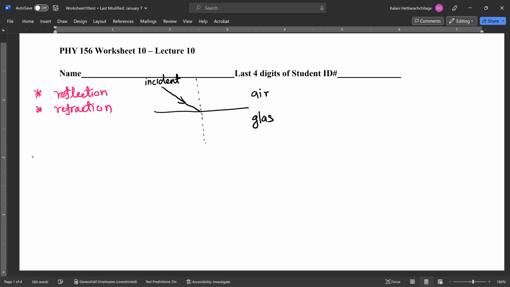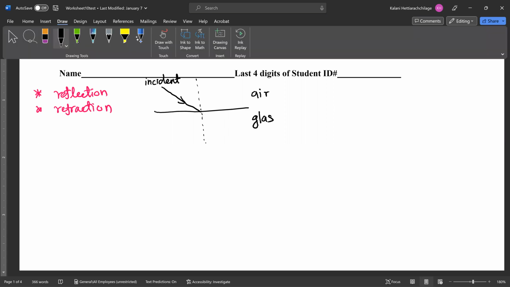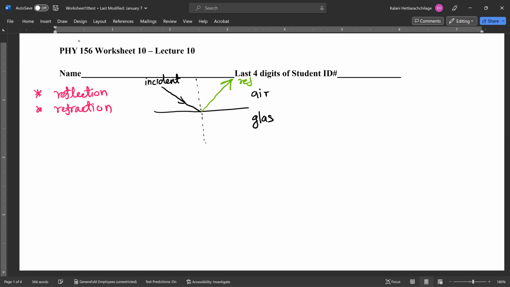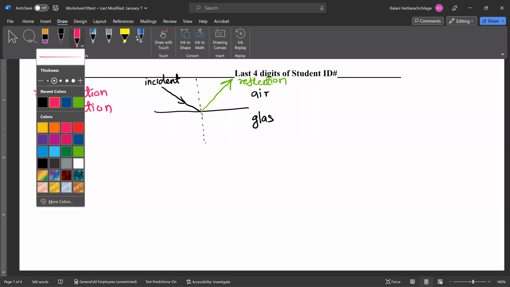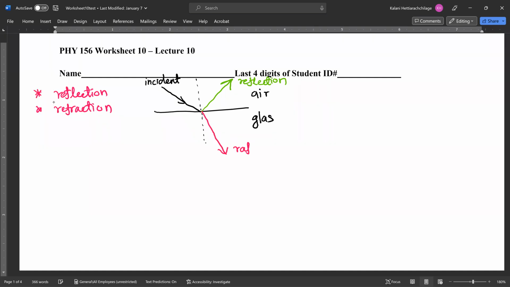Now this light will reflect back into the same media, that we call the reflection. Some of the light will go through the media, that we call refraction. Refraction, right? So now the angles that we label here: I'm going to label this angle theta incident. This angle is theta 1. This angle is theta 2, right?